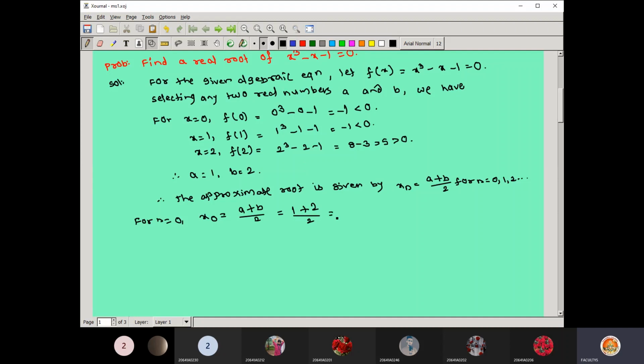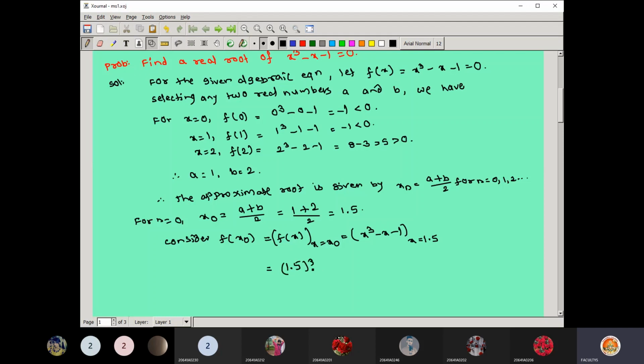1 plus 2 divided by 2. The answer is nothing but 3 by 2. It is 1.5. So this 1.5, now you are substituting in the given expression. So consider I am substituting here f of x naught. The meaning of this is f of x, there you are substituting x equal to x naught. Your f of x is nothing but x cube minus x minus 1, where x equal to x naught means it is 1.5. So directly when I write this value, 1.5 whole cube minus 1.5 minus 1.